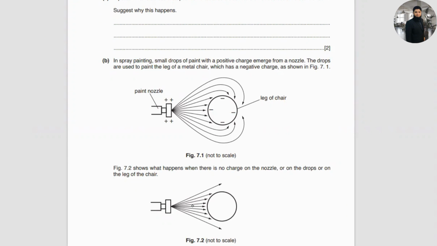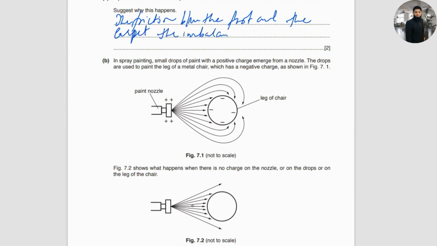So we can write: the friction between the foot and the carpet creates an imbalance of the charges, or in short, the imbalance of the charges causes an electric shock.